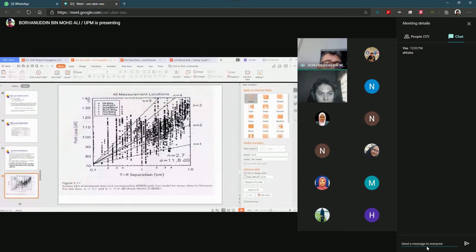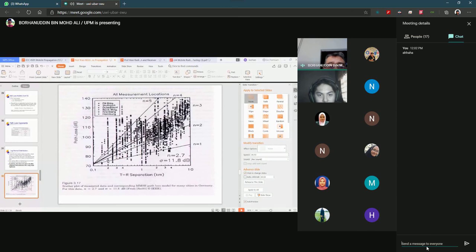This shows path loss against distance, the TR separation distance, in different environments, different places: PA building, Stuttgart, Dusseldorf, Bank building, Kronberg, Hamburg. But unfortunately, it's not really very clear, it's quite difficult for you to figure out. Let's try this one. No, it's quite difficult.